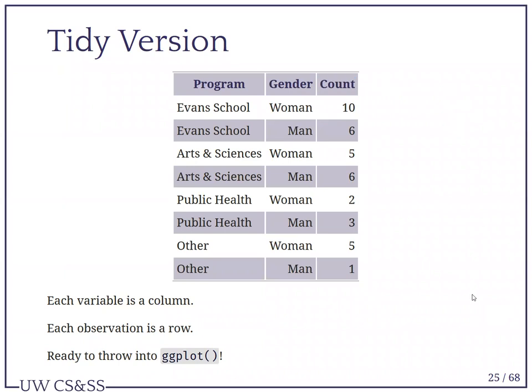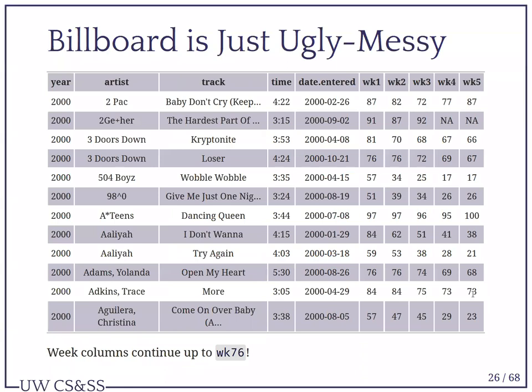And now I'm going to describe to you what's, I don't know, the ethos of the tidyverse. It's that each variable is a column and each observation is a row. And now this information is ready to throw into a ggplot. Let's look at some much more messy data.